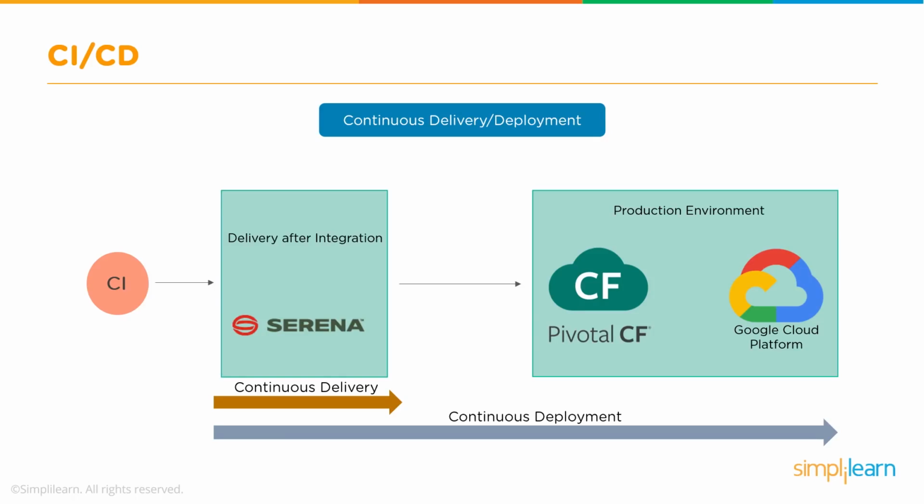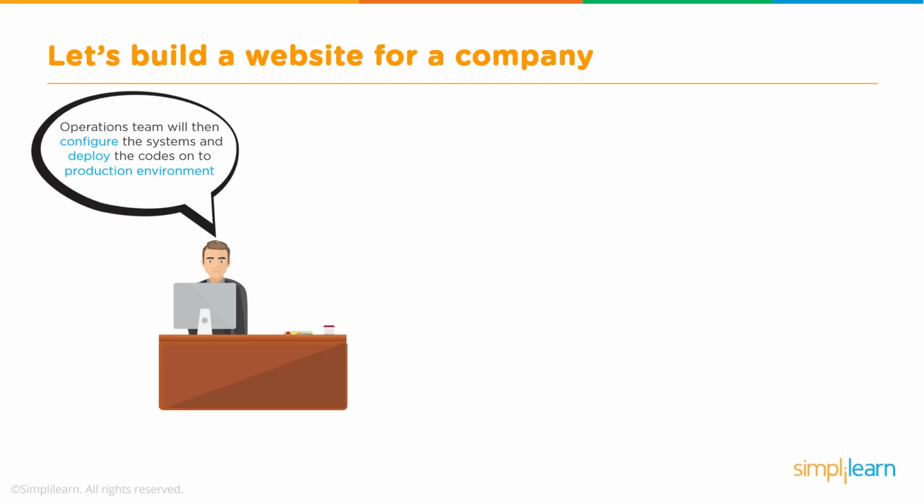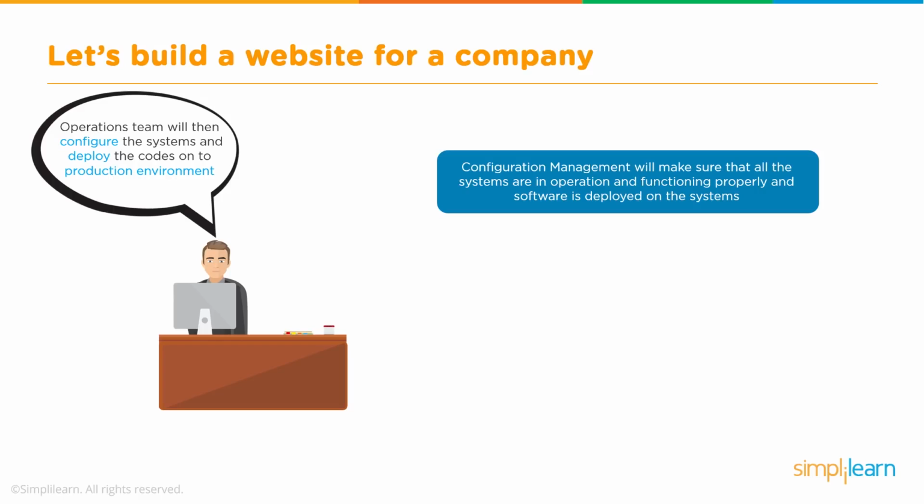So now that the solution is deployed, the operations team is going to want to make sure the systems deploy the code onto the production environment in a consistent way. For that, we need configuration management to help make sure that the systems are configured in a consistent state and functioning properly for the version of the software that's about to be deployed. This avoids configuration drift and incorrectly configured devices.